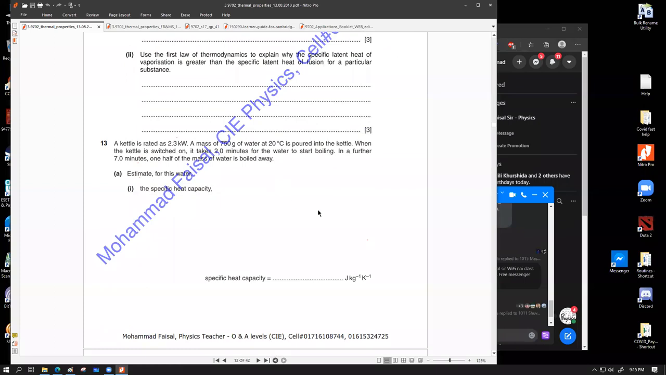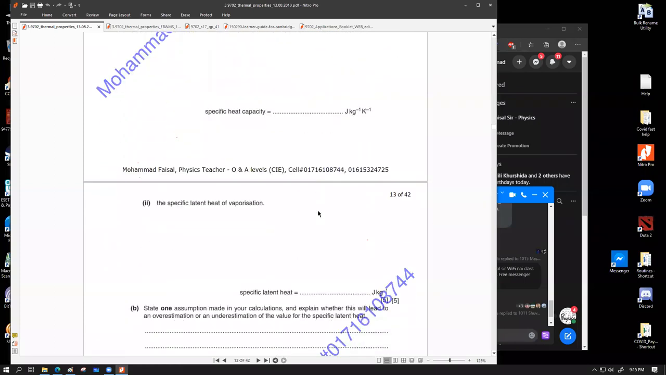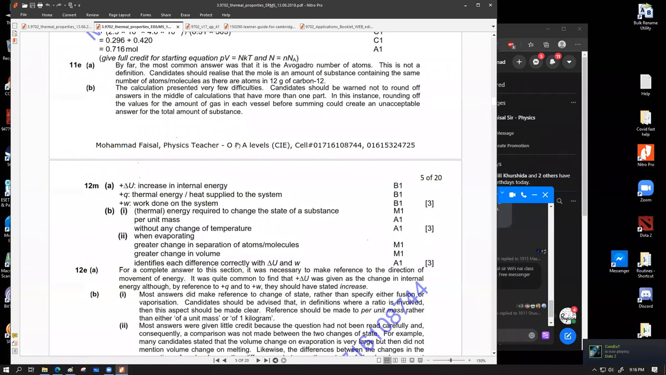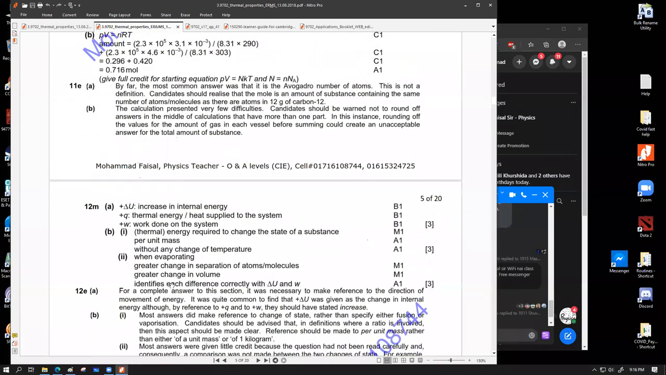Sir, I had a question. The last line of the mark scheme for 12, I didn't get the last line: identify each difference directly with delta U and W. Identify the difference would mean: what is the difference of delta U that is relevant for fusion and also for boiling. The way I went around it is that in the melting process, the intermolecular force is weakened.